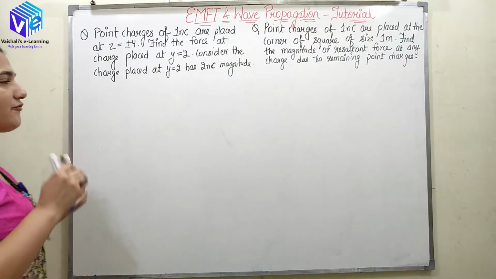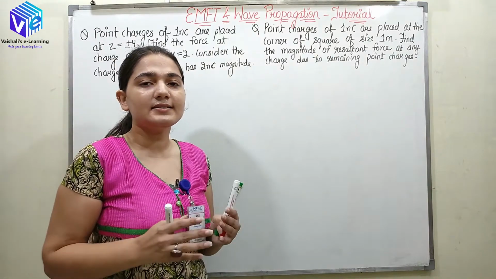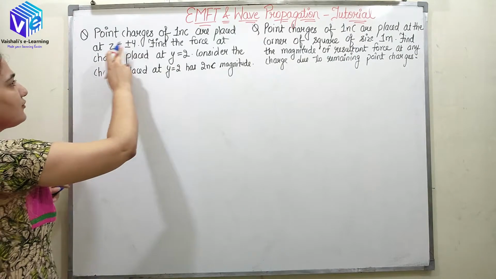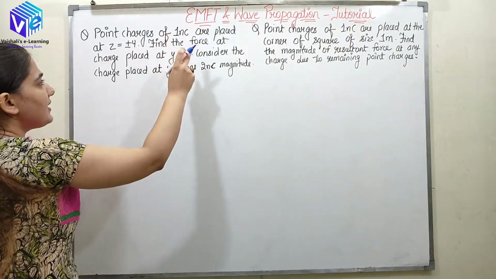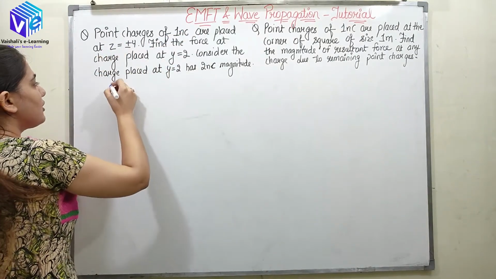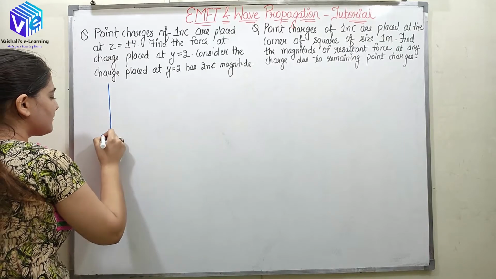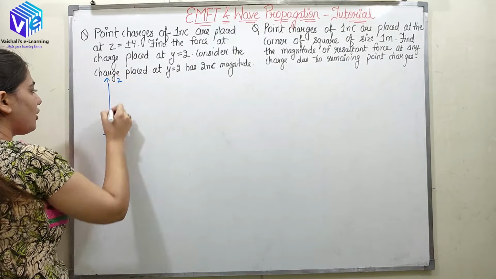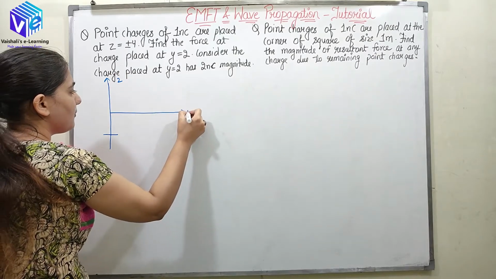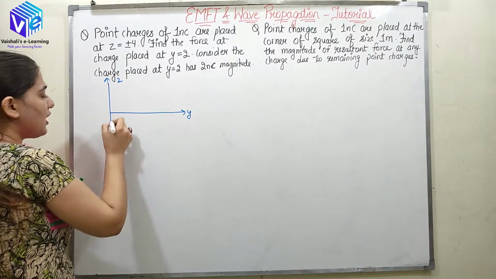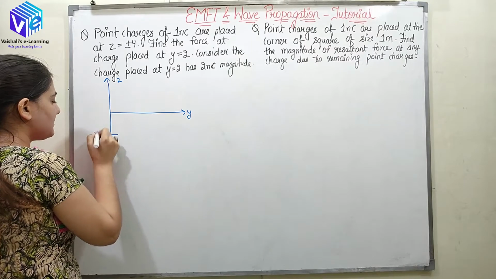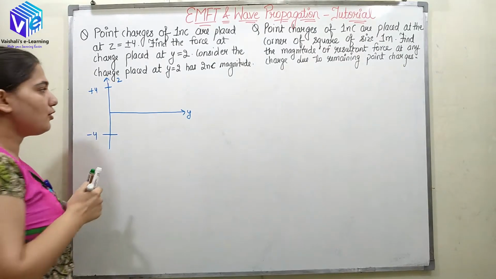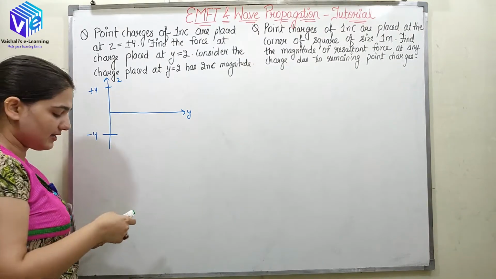Okay, so first we need to realize what situation is present here. We have two charges of 1 nanocoulomb at z equal to plus 4 and minus 4. Let's suppose this is my z axis, and this is my y axis. This is my minus 4 point and this is my plus 4 point. So two charges are placed here.